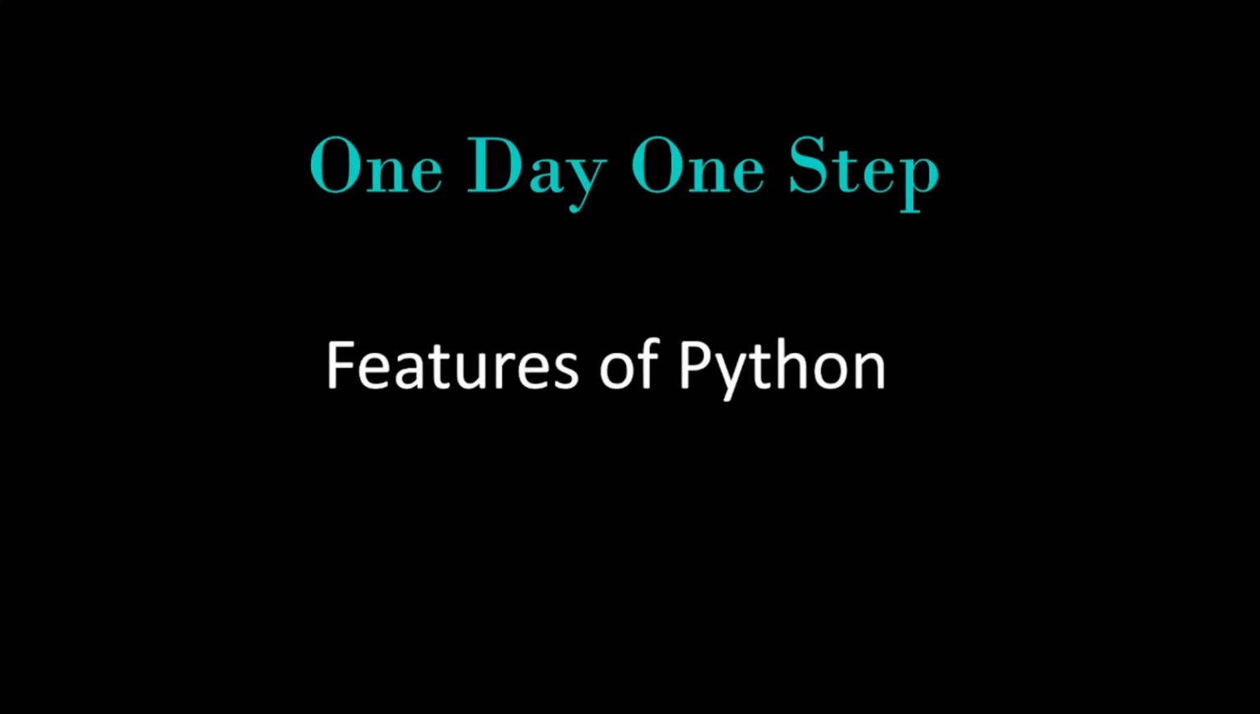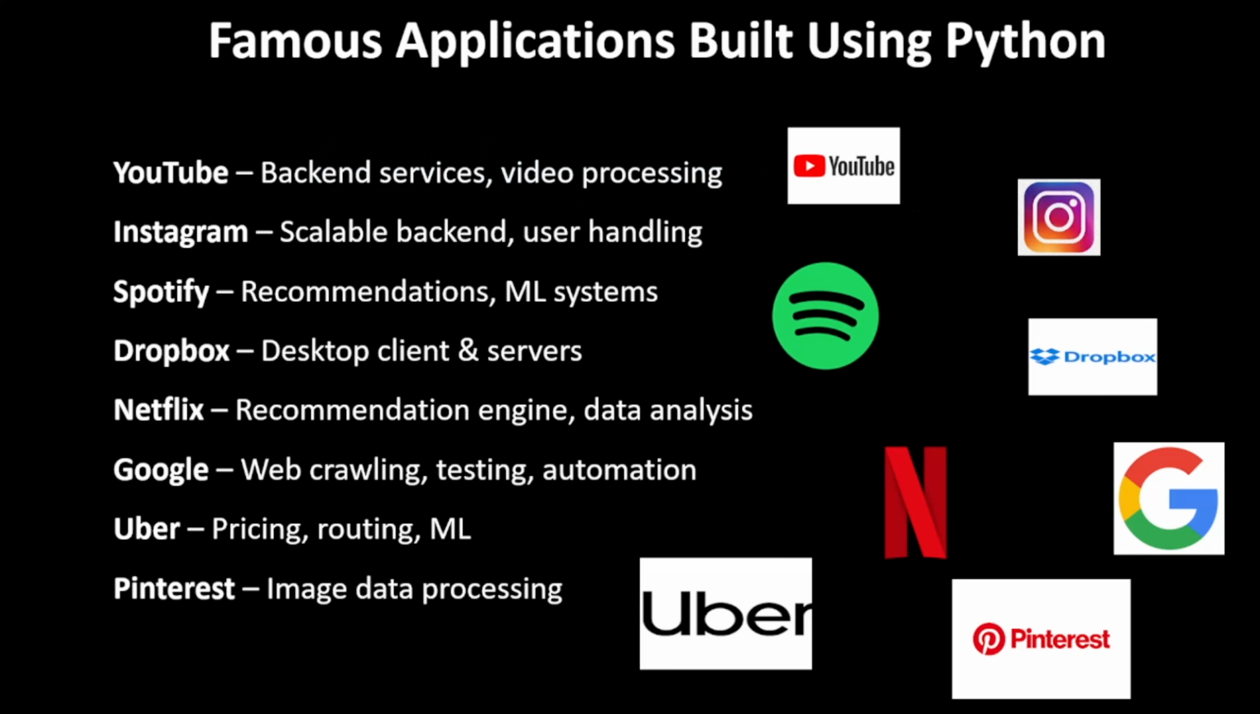In this episode, we are going to see features of Python. So let's start with the application part. As you know, YouTube, Instagram, Spotify, Dropbox, Netflix, Google, Uber, and Pinterest, right? These are some of the famous companies or apps, we can say applications, that use Python in the place of backend services, scalable backend, recommendation, ML system, desktop clients and servers, recommendation engine, data analysis, web crawling, testing, automation, pricing, image data processing, and etc.